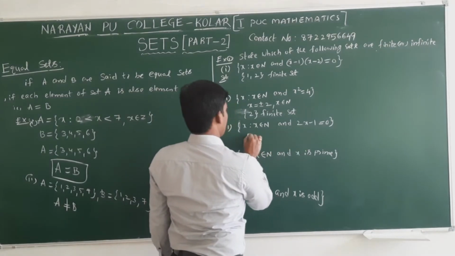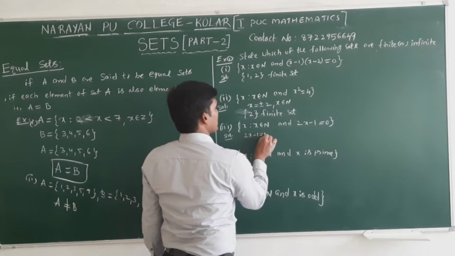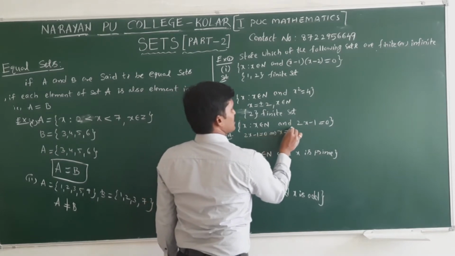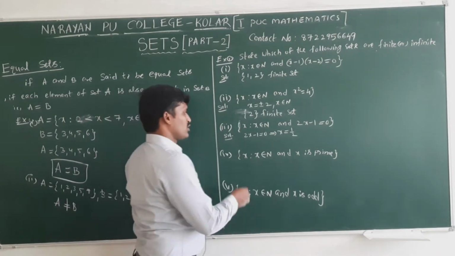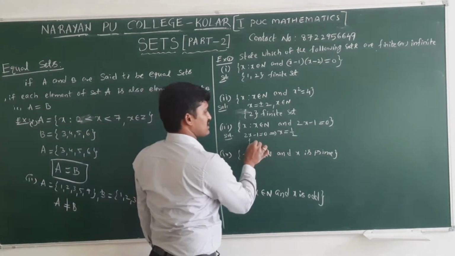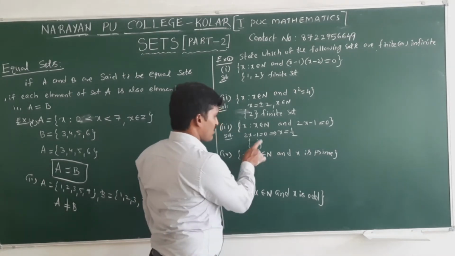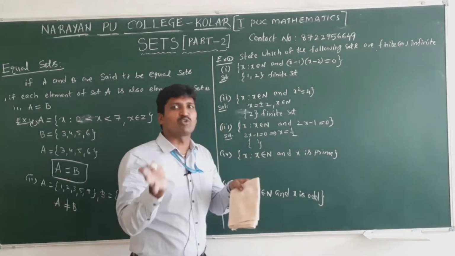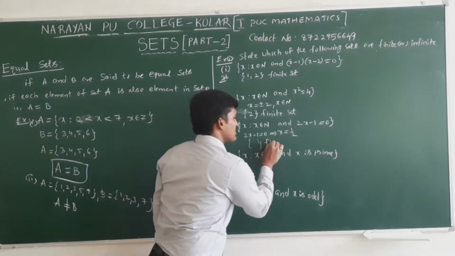Next, 2x minus 1 equals 0. What will we get here? X is equal to what? 1 by 2. Here 1 by 2 is not a natural number, so we get nothing; the set is empty. Now empty means the number of elements is clearly 0. That is also countable, it's a finite number. That's why this is also a finite set.